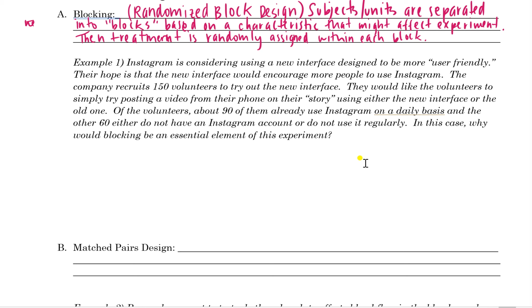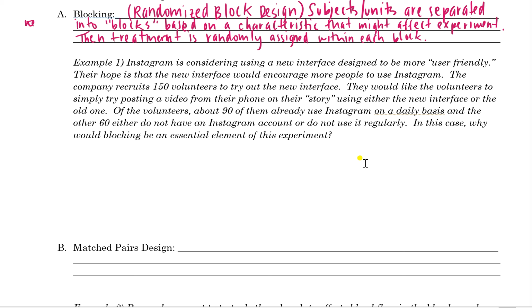It says, Instagram is considering using a new interface designed to be more user-friendly. Their hope is that the new interface would encourage more people to use Instagram. The company recruits 150 volunteers to try out the new interface. They would like the volunteers to simply try posting a video from their phone on their story using either the new interface or the old one. Of the volunteers, about 90 of them already use Instagram on a daily basis, and the other 60 do not have an Instagram account or do not use it regularly.